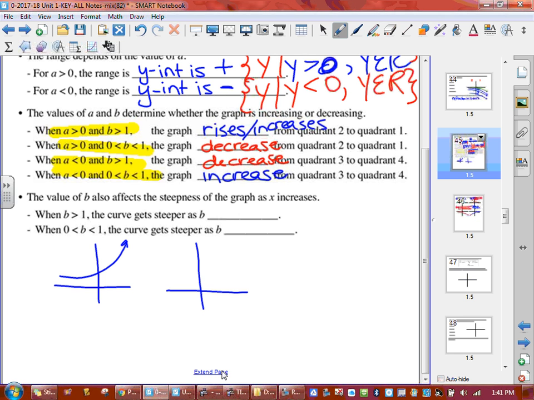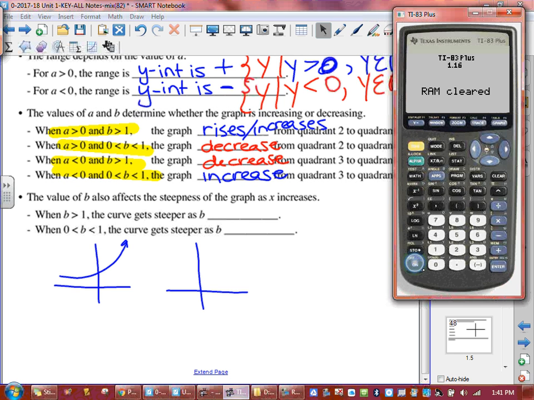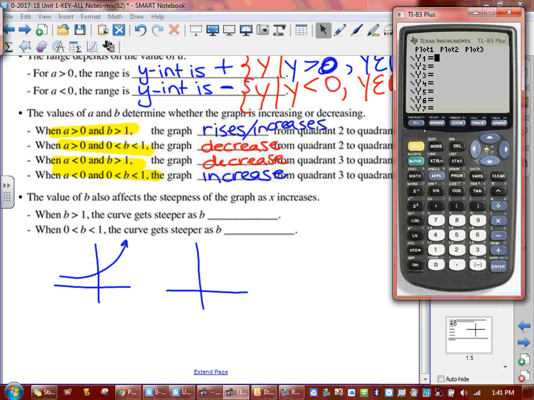So, we're going to go to our y equals, clear out what you've got in there, and now we're going to type in, let's just go with 2 exponent x. 2 is bigger than 1, so let's just go 2 exponent x and see what it looks like. Then I'm going to go down to the next one, and I'm going to make the number 2 go even bigger. I'm going to go 5.